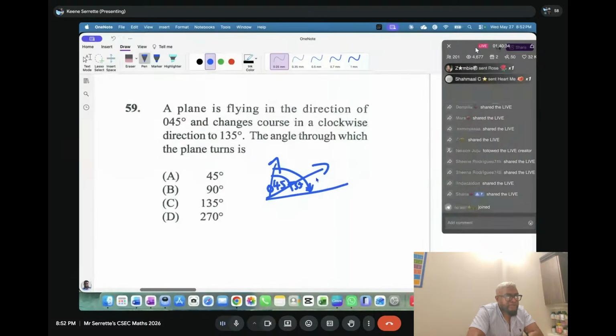So this will be 135. How much is the turn here? 135 minus what?